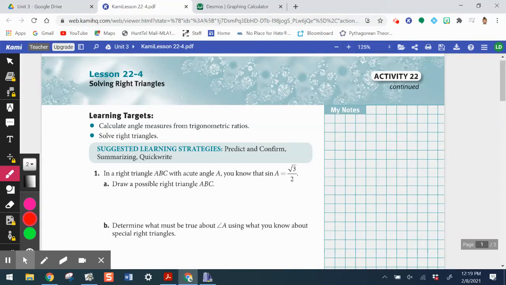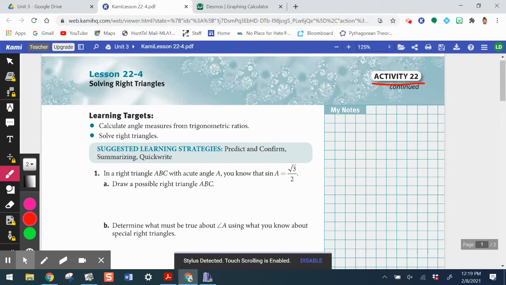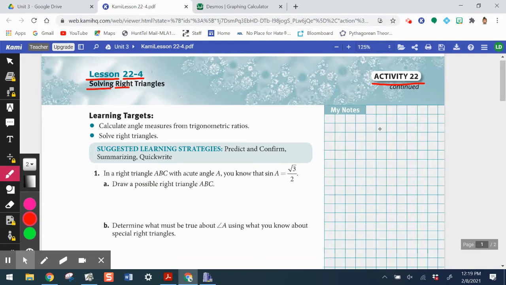Well, hello and welcome to the last and final lesson of Activity 22. We are on lesson 22-4, solving right triangles.